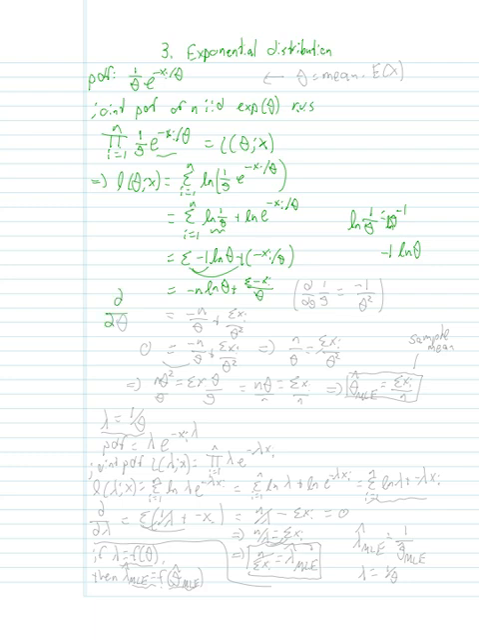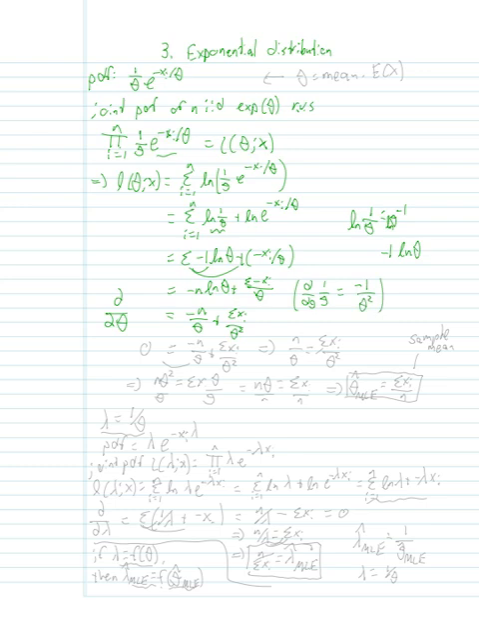Now we're taking the derivative with respect to theta this time because theta is the unknown parameter that we're estimating. This is going to get us negative n over theta plus sum of xi's over theta squared, because the derivative of 1 over theta is equal to negative 1 over theta squared, right?